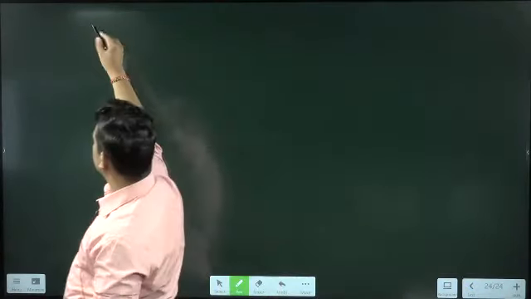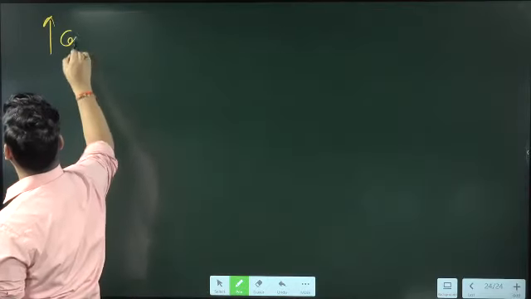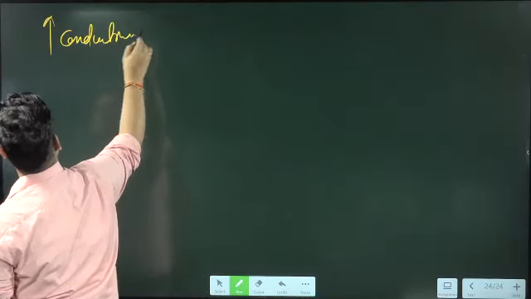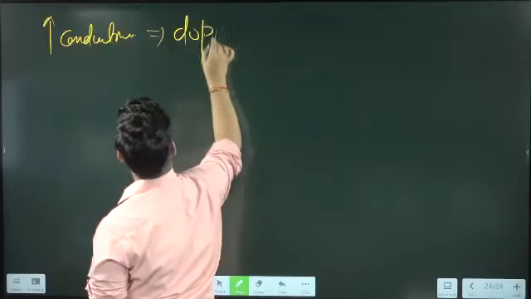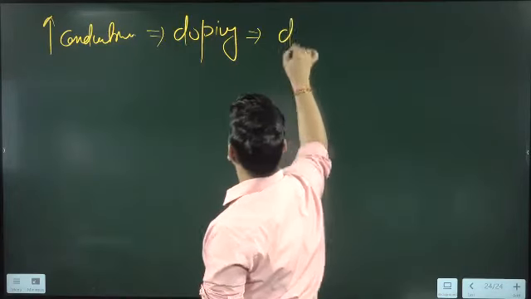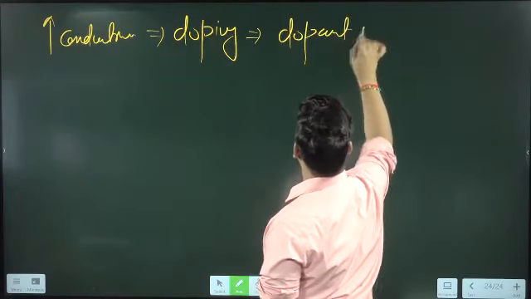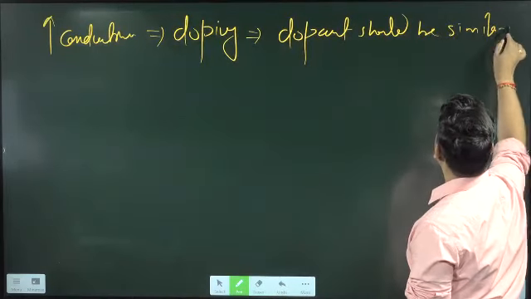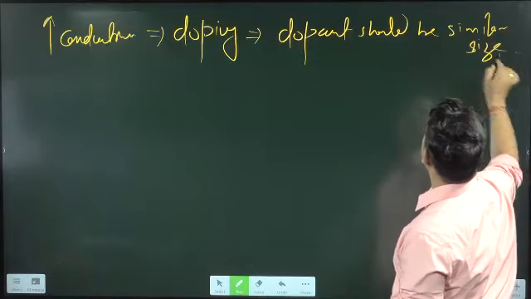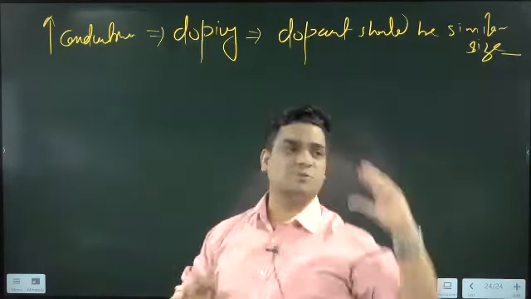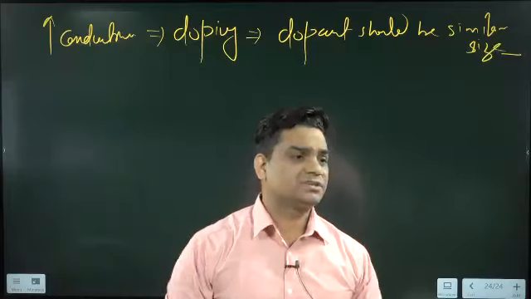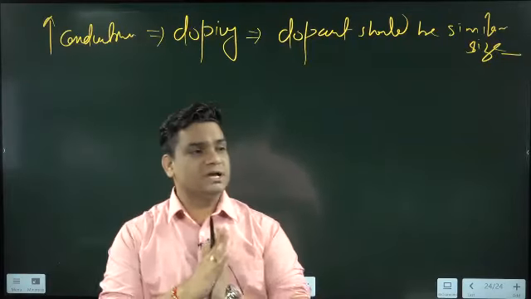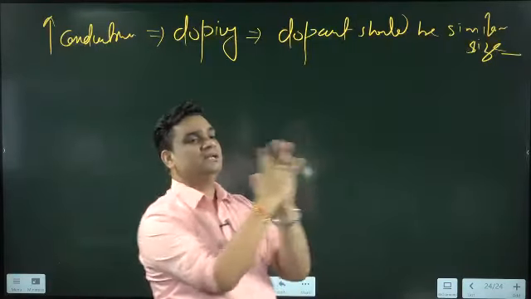So to increase conductivity, you have to do the doping. What are the conditions of doping? Basically, the dopant should be of similar size, meaning the size cannot be too large or too small, because it is going to create disturbance. It should be of similar size.